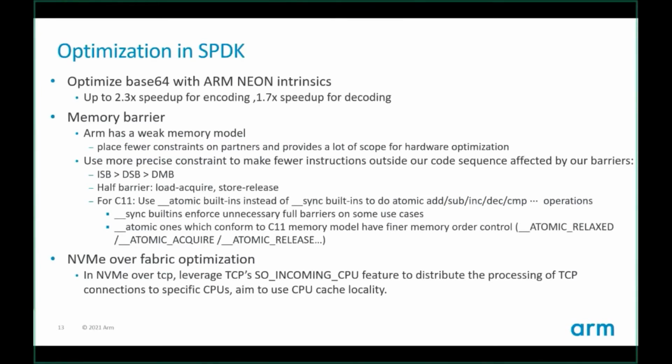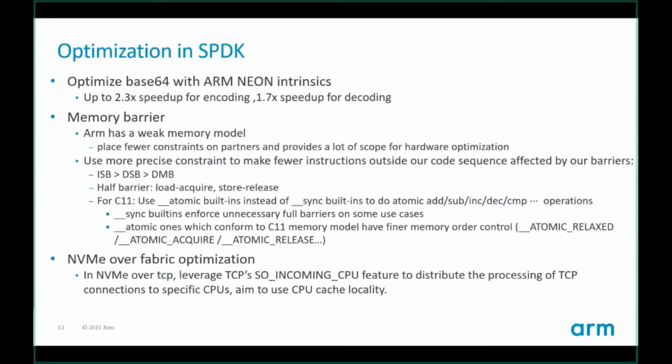Apart from the above, we also did some optimization in SPDK NVMe over TCP. For example, we can leverage TCP's incoming CPU feature to get the CPU affinity of a socket. And then we can distribute the processing of this socket to specific CPUs, which provides optimal NUMA behavior and keeps the CPU cache hot. And this can bring about 10% performance boost in our test. And all the related patches are ready in SPDK projects. There are some other optimizations in SPDK, but I'll not go further on this.